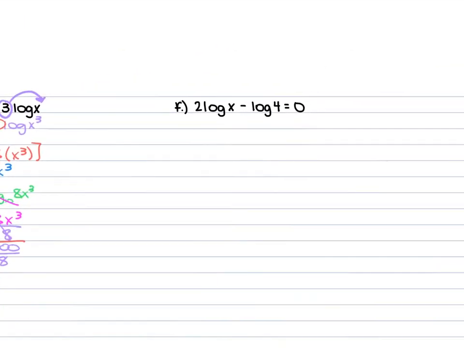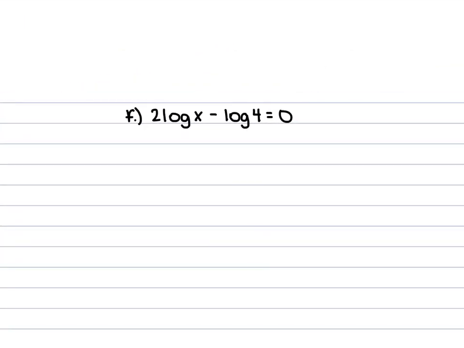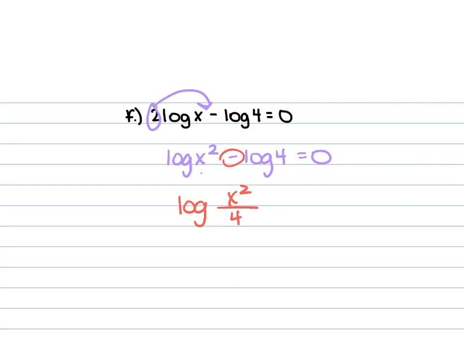For F, we have 2 log x minus log 4 is equal to 0. So that 2 is going to become the exponent again on that x. So log x squared minus log 4 is equal to 0. Because we are subtracting, we are going to divide these two. So we're going to have log of x squared divided by 4 is equal to 0.